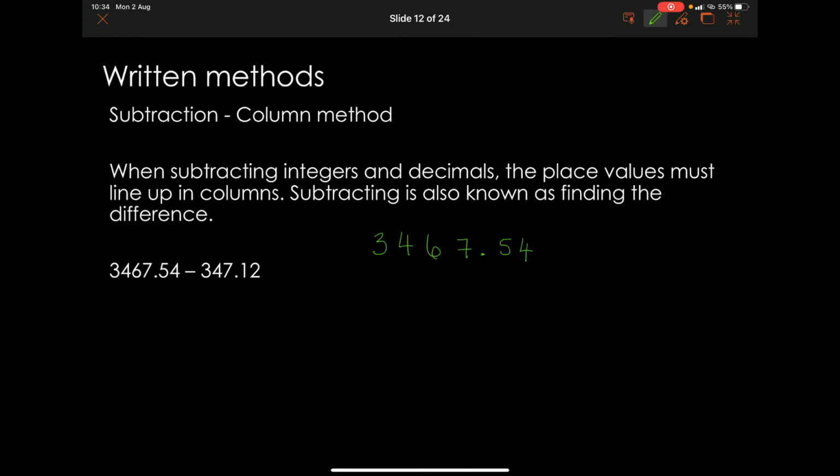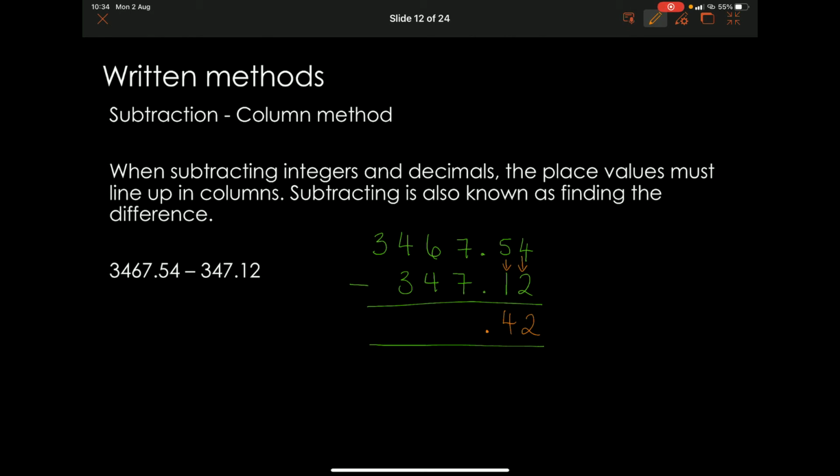3,467.54. Okay, remember we need to line up our decimals, so 347.12. All right, so you're going to subtract those from each other. Okay, so first of all, starting at the end, we've got 4 take away 2. That's easy, nice and easy, 2. We've then got 5 take away 1, and that's 4. Our decimal goes in exactly the same place.